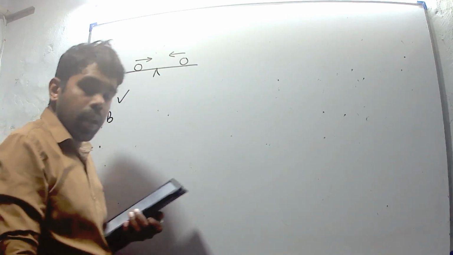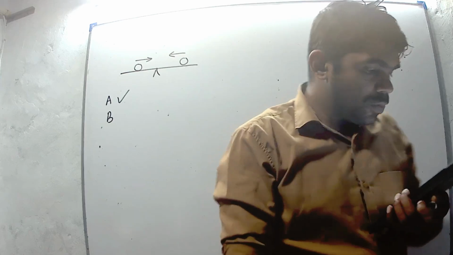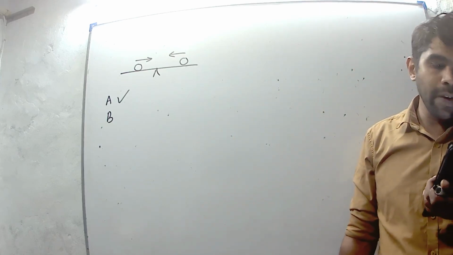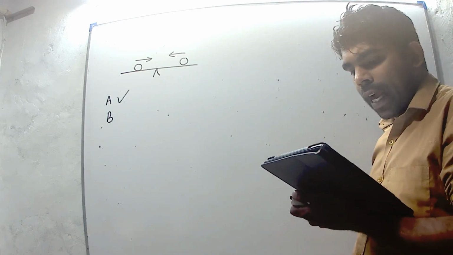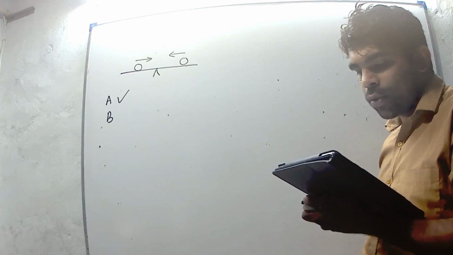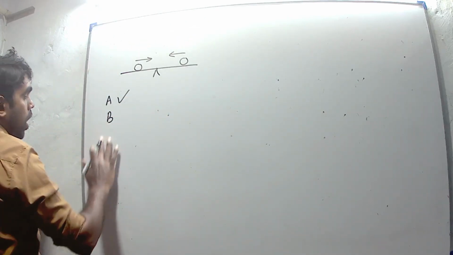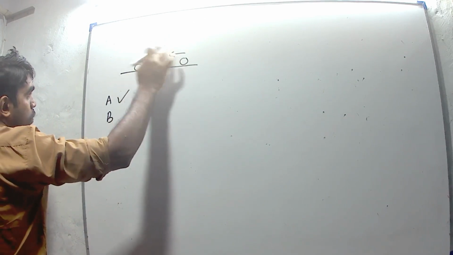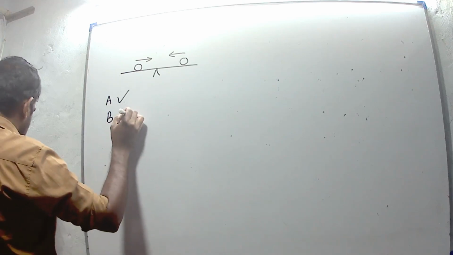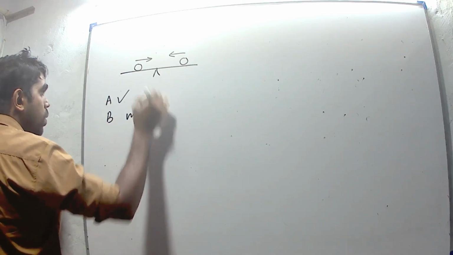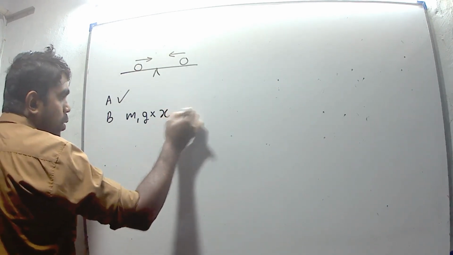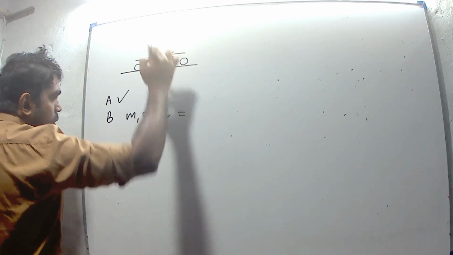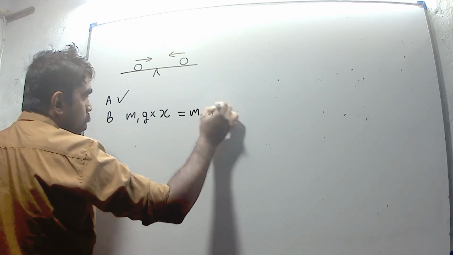B. They should move keeping their total linear momentum always equal to 0. We can consider that the decrease of torque for this child, M1 G into, I will consider the distance as x, should be equal to the decrease of momentum of this child, M2 G into y.